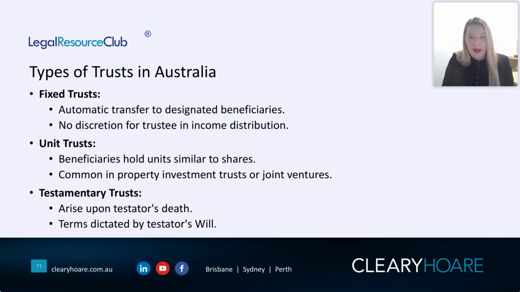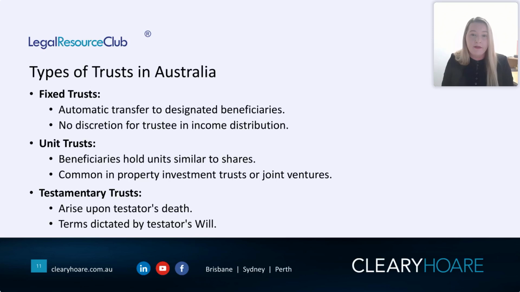The next type of trust that we may come across is a testamentary trust. And that's to be compared against an inter vivos trust. Inter vivos is a trust established during a person's lifetime, whereas a testamentary trust doesn't come into existence until the will maker passes away. So a testamentary trust is set up under a person's will and doesn't come into existence until they pass away. In most cases, a testamentary trust will be discretionary in nature, but that's not mandatory.